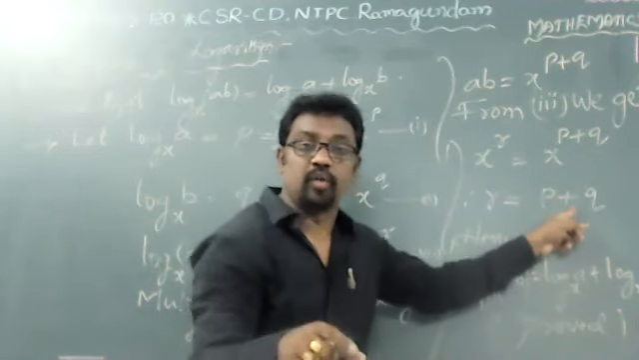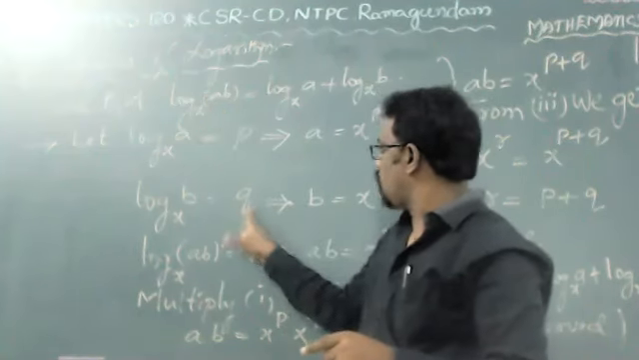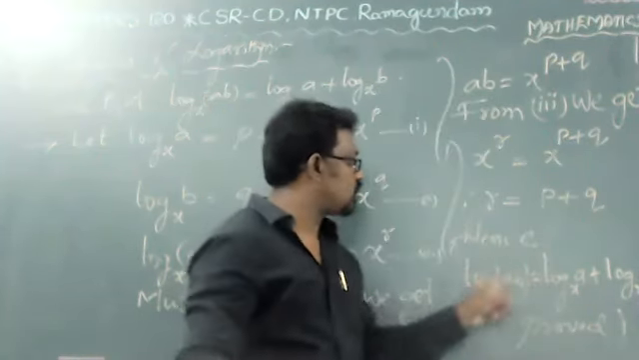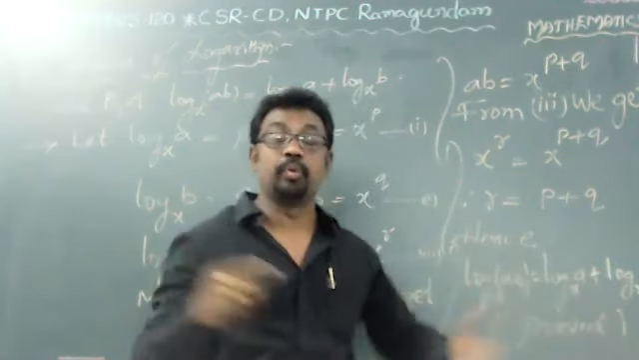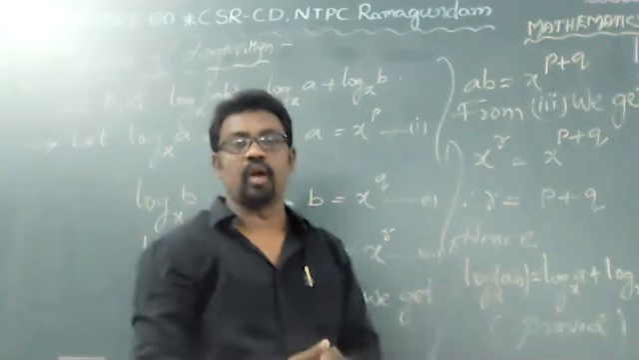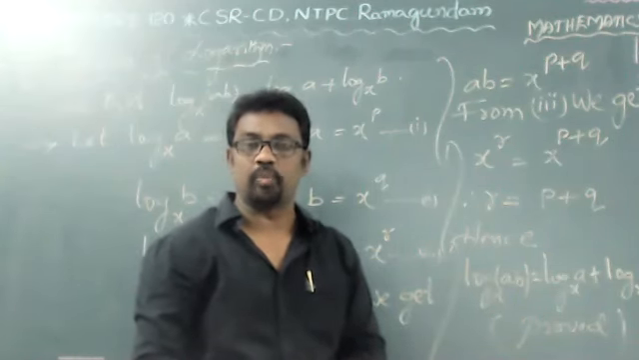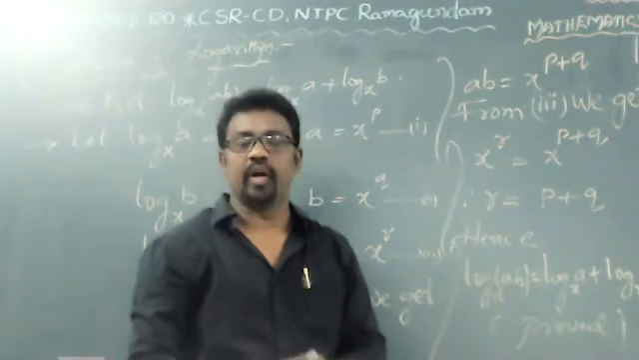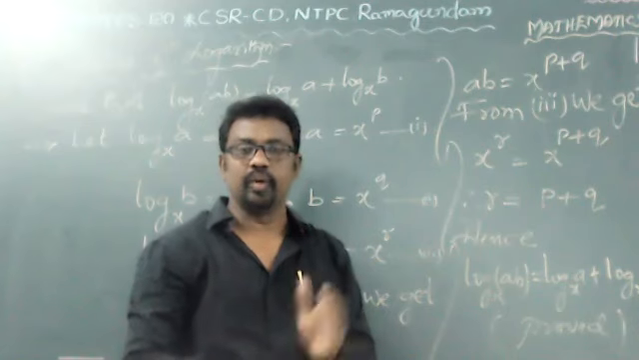Now substitute the values of p, q and r that we took before. Hence proved: log ab to the base x is equal to log a to the base x plus log b to the base x. Did you understand, children, everyone? I hope you caught it. It is very easy.